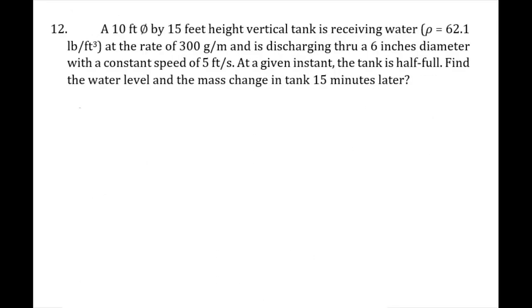Exercise number 12. A 10 feet diameter by 15 feet height vertical tank is receiving water with density of 62.1 pounds per feet cubed at the rate of 300 gallons per minute and is discharging through a 6 inches diameter pipe with a constant speed of 5 feet per second. At a given instant, the tank is half full. Find the water level and the mass change in the tank 15 minutes later.